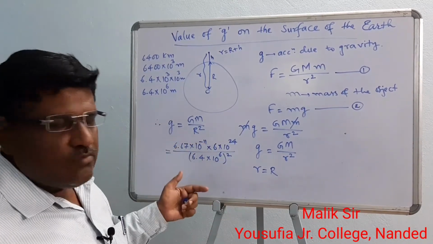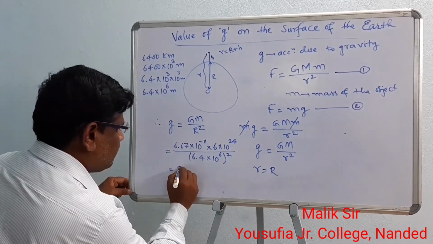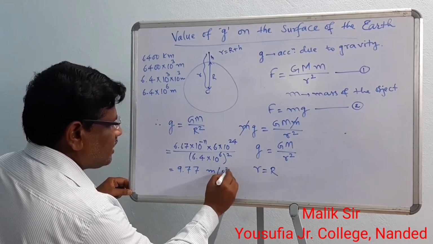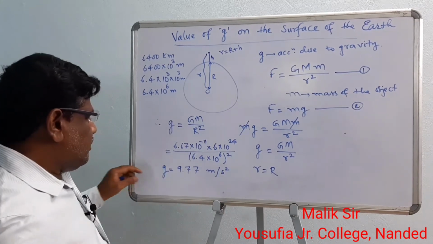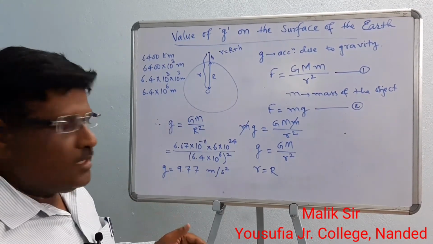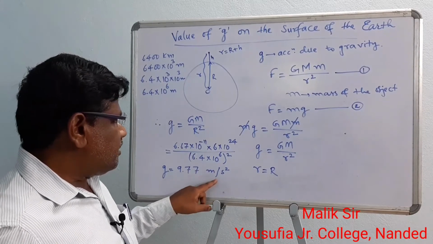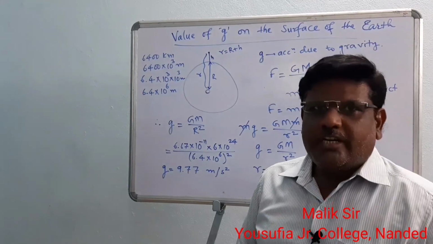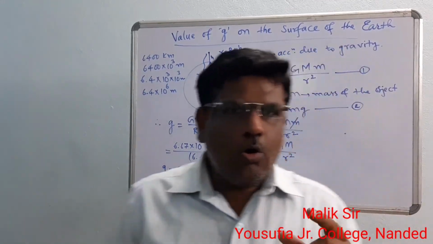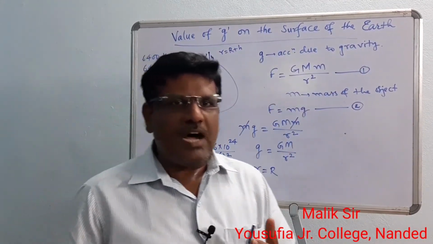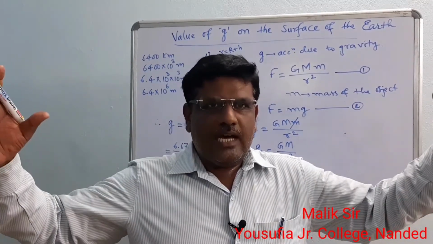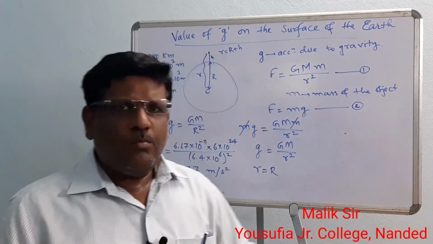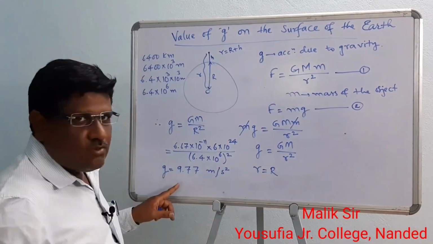If we simplify this equation, we will get the value 9.77 meter per second square. So the value of small g is considered as 9.77 meter per second square, and this value is constant for all objects. It does not depend on the mass of the object, whether the mass is large or small, whether the object is much larger or much smaller, the value of g is always constant.